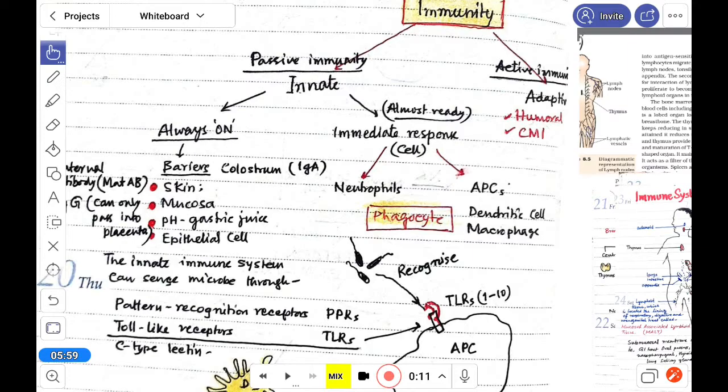And active immunity, as already discussed, is the humoral and cell mediated immune system, and that is the active immune system.